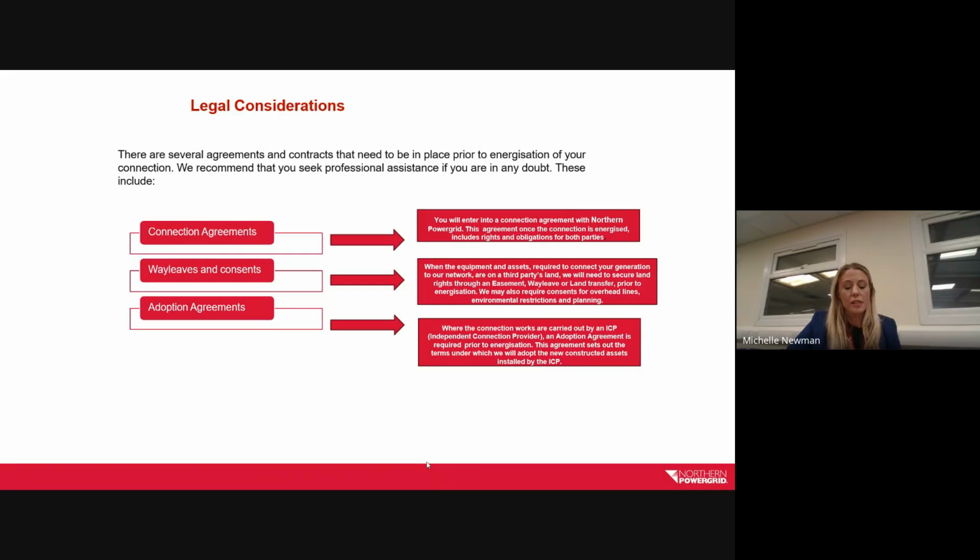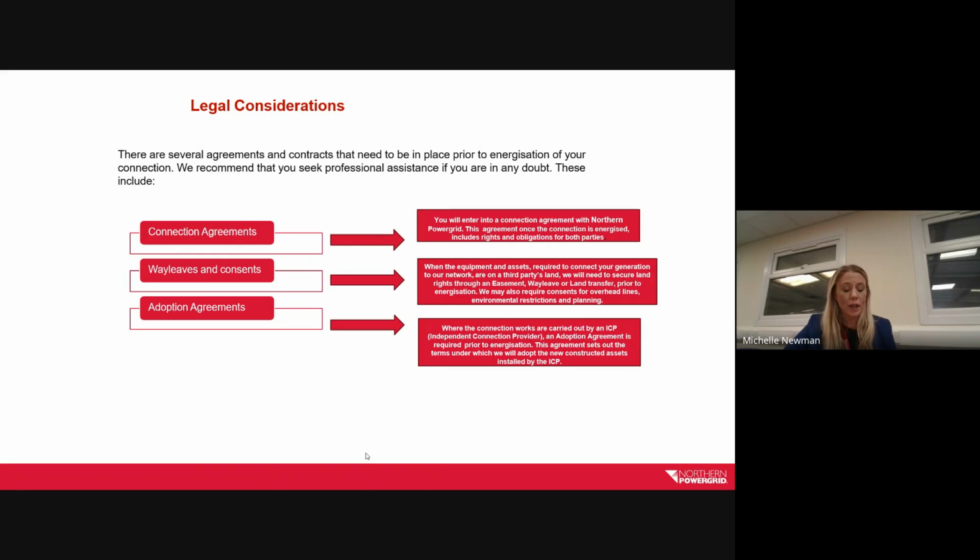So there are several agreements and contracts that need to be in place prior to the energisation of the connection, and we would always recommend that you seek professional assistance if you're in any doubt on these. They cover three main areas, the first of which is the connection agreement itself. So when you request a connection from us, once that connection becomes live, then you do enter into a connection agreement with Northern Powergrid, and this includes the rights and obligations for both sides, both as us as a DNO, but also as the person that's connecting onto the grid.